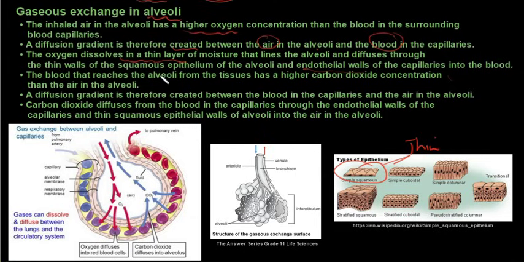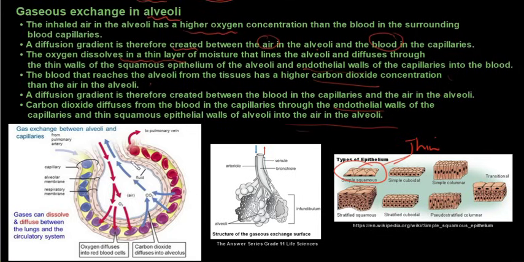Then the blood that reaches the alveoli from the tissues has a higher concentration of carbon dioxide than the air in the alveoli, so a diffusion gradient is therefore created between the blood in the capillaries and the air in the alveoli, meaning that carbon dioxide diffuses from the blood in the capillaries through the endothelial walls of the capillaries and thin squamous epithelial walls of the alveoli into the air in the alveoli.